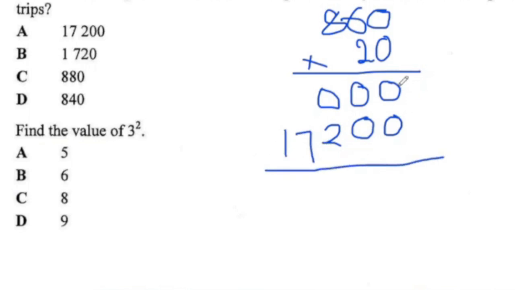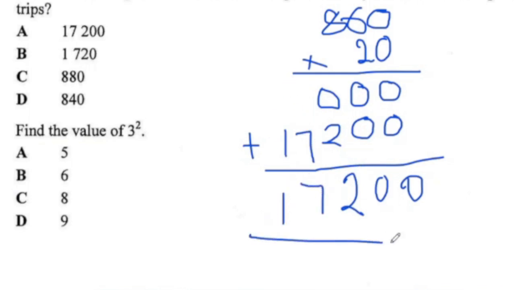So when you add that, 0 plus 0 will give us 0. 0 plus 0 will give us 0. 0 plus 2, remember we're adding here, 0 plus 2 will give us 2. Then 0 plus 7 will give us 7. 0 plus 1 will give us 1. So that is the answer, which is A. The correct answer is A. Okay, the correct answer is A.